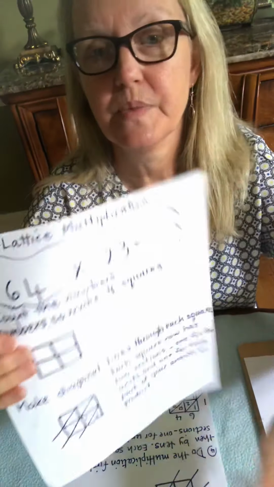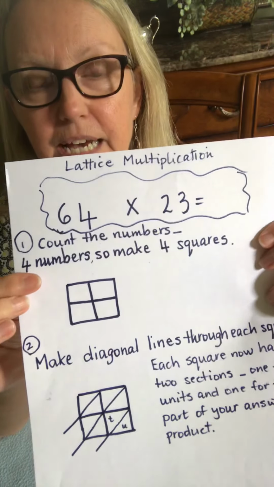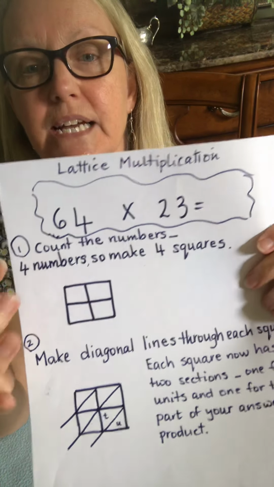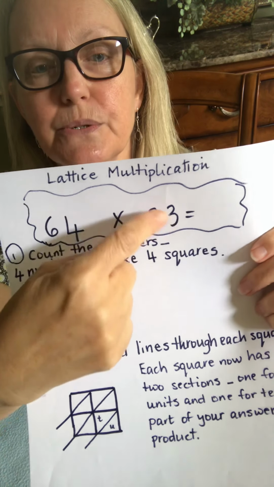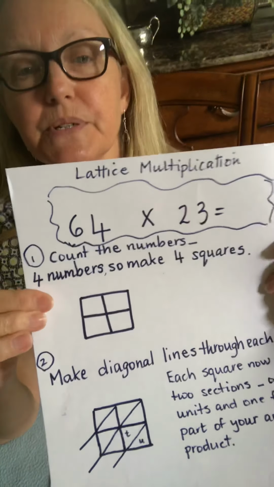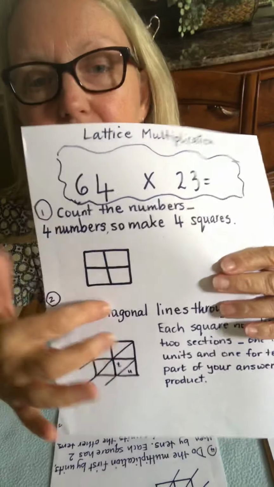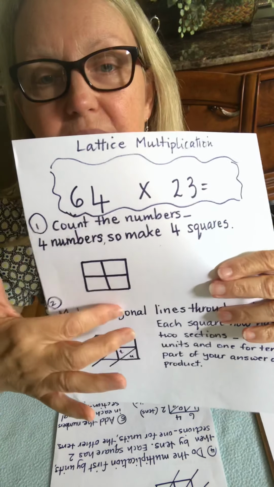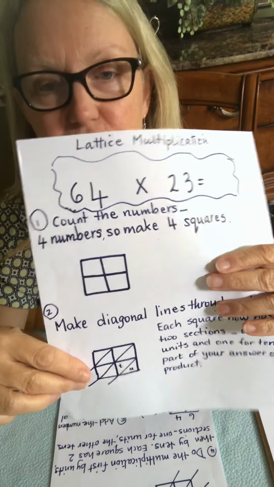In this problem, we have 64 multiplied by 23. And we're going to do it in a different way. So we're going to count how many digits are in our problem. So we have 1, 2, 3, 4. So here, step 1 says count the numbers. So we have 4 numbers. So we're going to make a big square and we're going to divide it into 1, 2, 3, 4 sections.